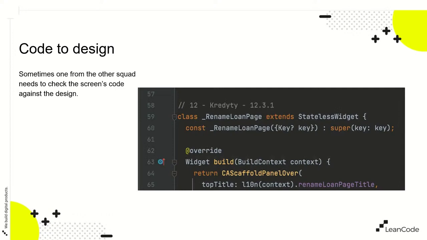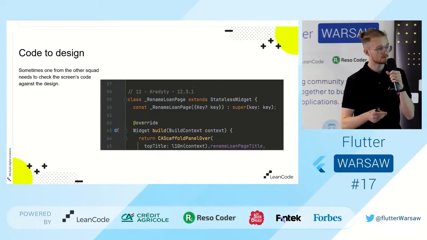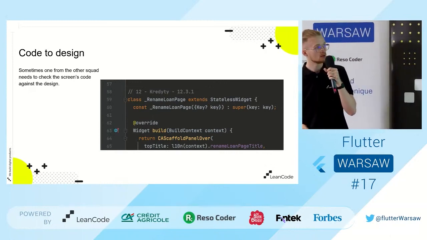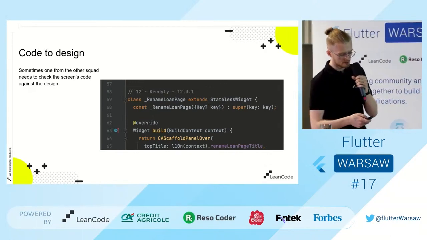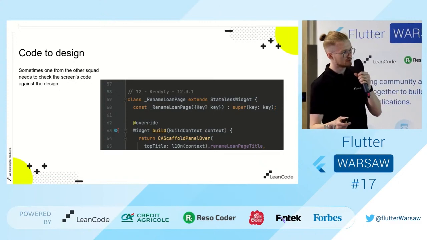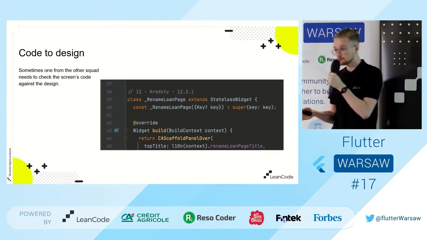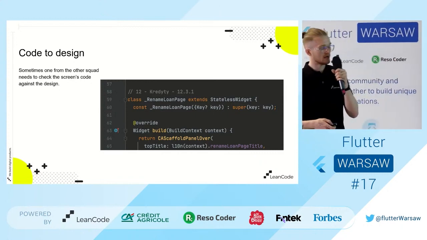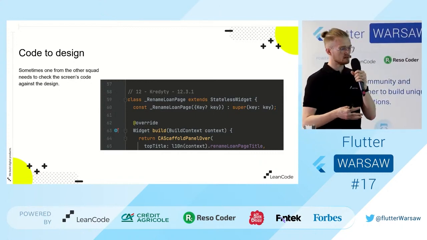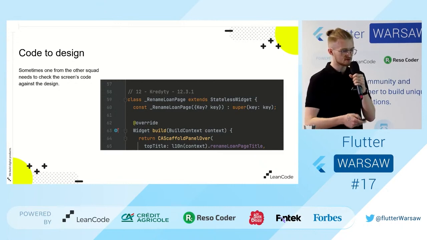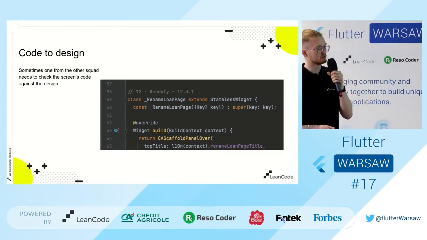Sometimes, as a common UI developer, I had to navigate the other way around. Let's say that I had this CA scaffold panel over widget, and I wanted to see how other people use it. So, okay, I found some widget. I used Control and F to find it.